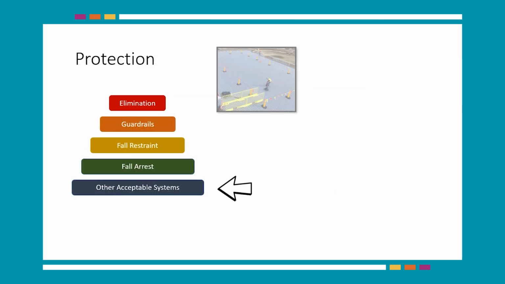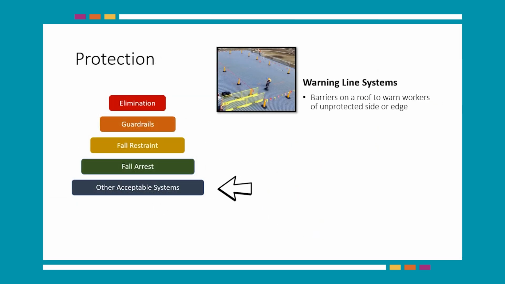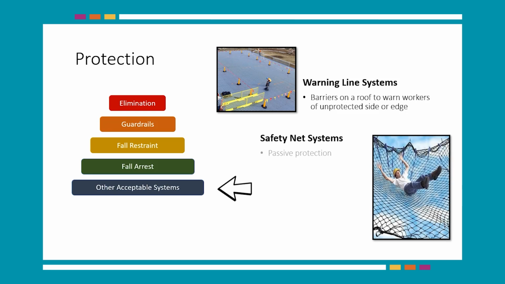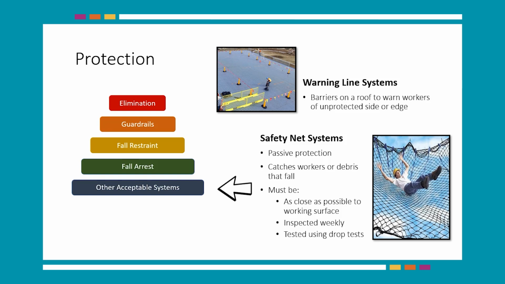Warning line systems are barriers erected on a roof to warn workers that they are approaching an unprotected roof side or edge, and are only used in specific roofing situations. Safety net systems are passive protection designed to catch workers or debris in the event of a fall, and must be as close as possible to the working surface, inspected weekly, and tested using drop tests.